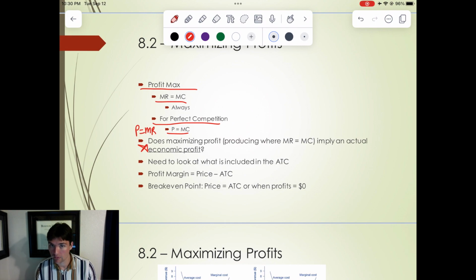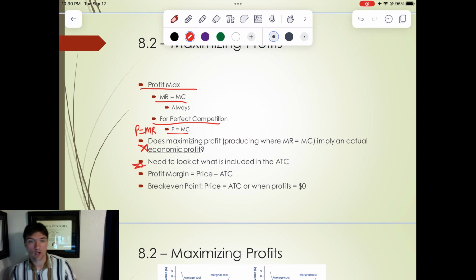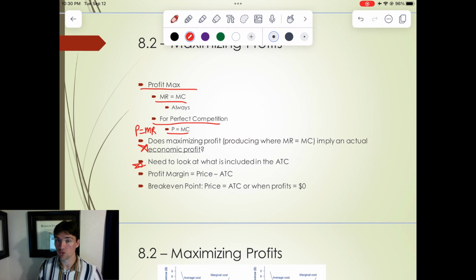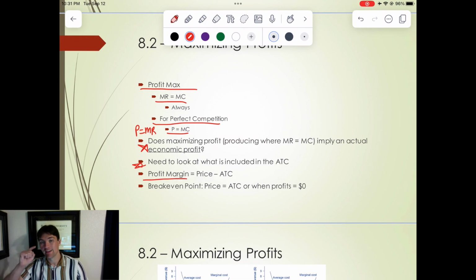Because remember, economic profit has that opportunity cost in it. So this really depends on if it's included in the ATC. Most of the time, we assume this is included in the ATC because it's the total cost of running a business, right? The opportunity cost and the cost of doing something. So when we're doing these graphs here, we will assume that this is the economic cost of doing something. Okay? So therefore, the profit margin, how much more money you're making than it costs you to make.